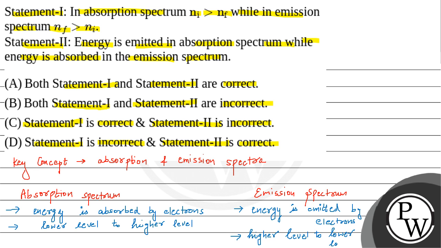Now what these levels mean: we are given here two terms, that is Ni and Nf. Ni is the number of energy level from where the transition takes place. Here I stands for initial, that is from where the transition is taking place. And F stands for final, which means the number of energy level to which the transition took place. Now let's consider the statements.